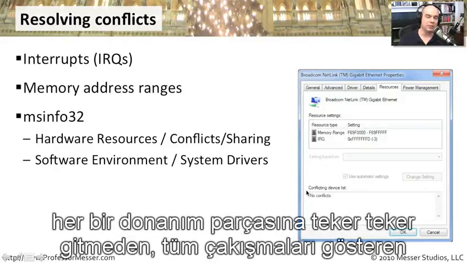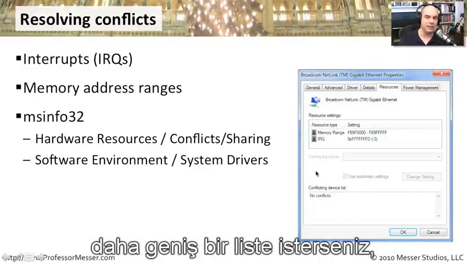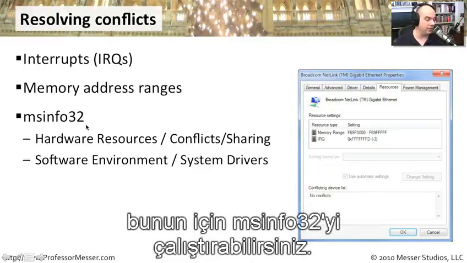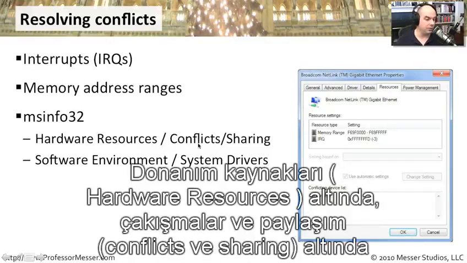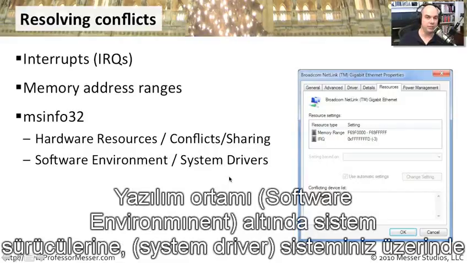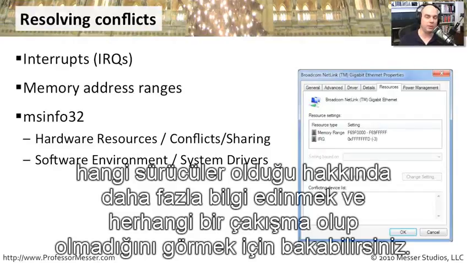If you'd like to get a much larger list of all of the conflicts without having to go into every single individual piece of hardware, you can run msinfo32 and you can look under hardware resources, under conflicts and sharing, and also under your software environment, your system drivers, to get more information about what drivers are on your system and whether there are any conflicts with those.